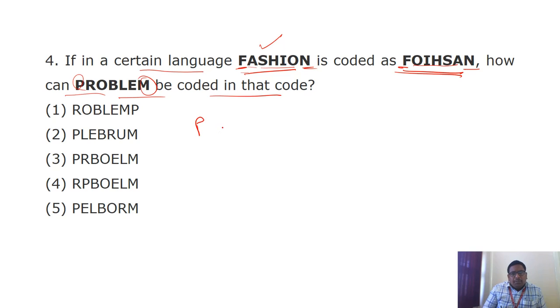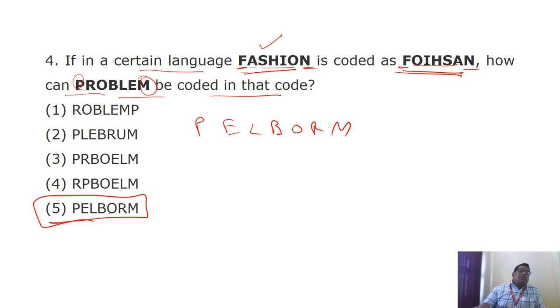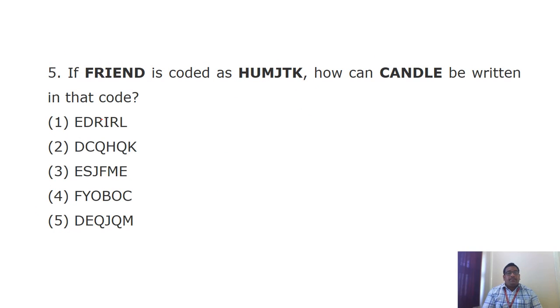So my answer should be PELBORM. PELBORM. This is my answer. That's it, simple. First and last are kept constant, the remaining order is reversed. So fine, order based coding. Clear? So let us go for one more example.